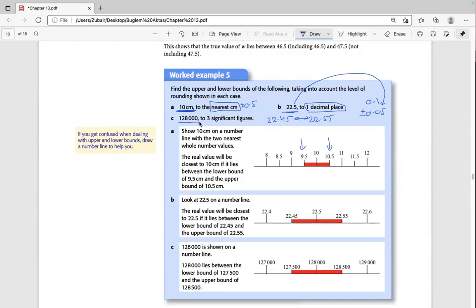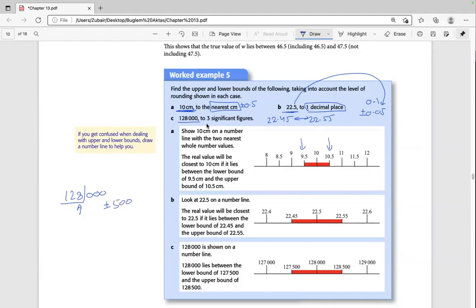Next says 128,000 to three significant figures. Now it is not giving me 100 or 1000 or 500. So what should I add and subtract? It already tells me that it is to three significant figures. Now 128, 123. These are my first three significant figures, which obviously makes this digit the thousand. So it has been rounded to the nearest 1000. So we'll add and subtract 500.